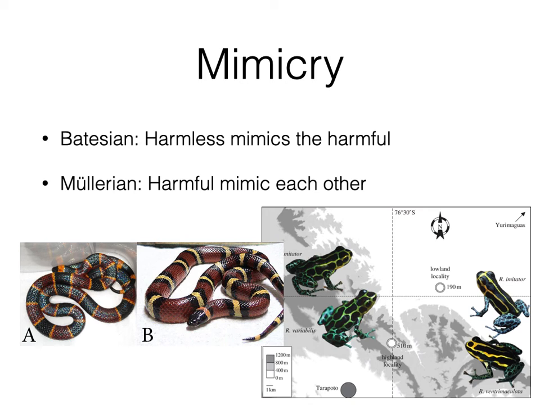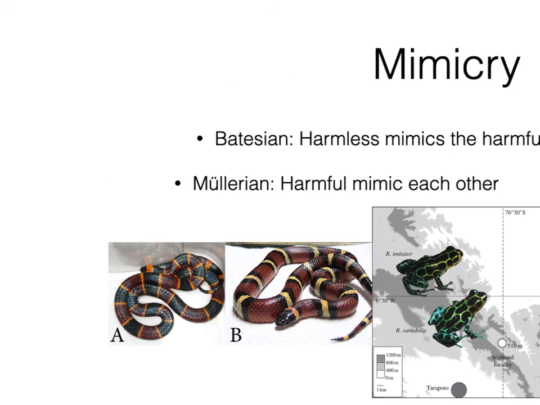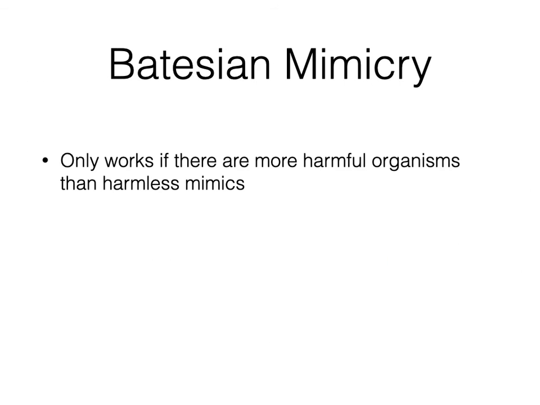And so you can see that mimicking color patterns or behaviors or physiology of harmful organisms becomes advantageous if you are also harmful, or if you are harmless. But the thing about Batesian mimicry is that it only works if there are more members of the harmful community than the harmless mimics. And the question is why? Why do there need to be more coral snakes than king snakes in an environment in order for the king snake to take advantage of that mimicry?